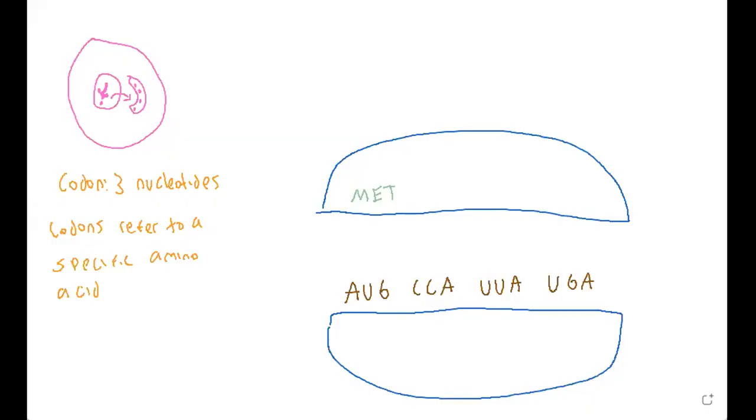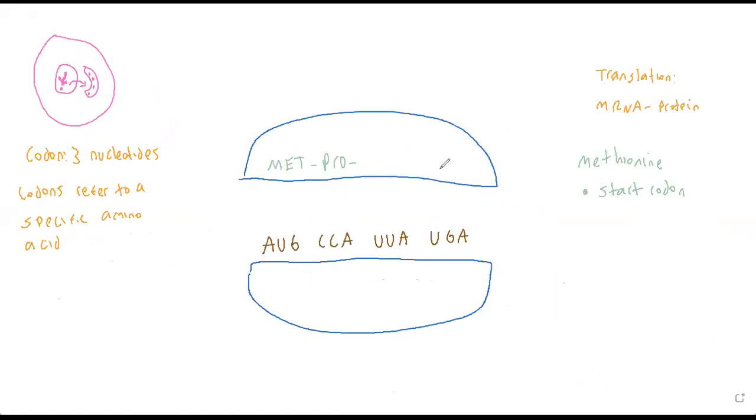So let's go back to our whiteboard. CCA is going to correspond with proline, which is abbreviated pro. Next is going to be UUA, and UUA is going to correspond with leucine, LEU. And then UGA is going to correspond with stop.